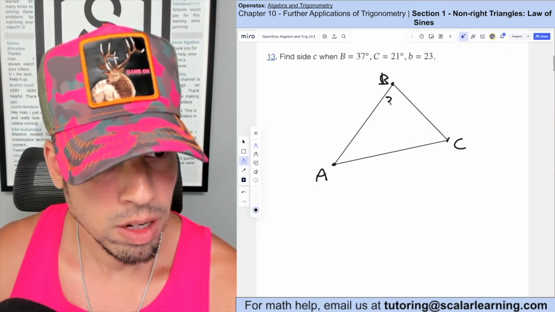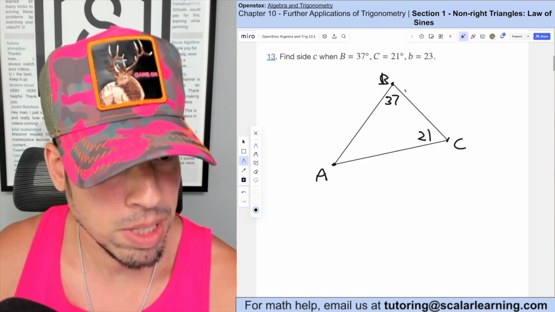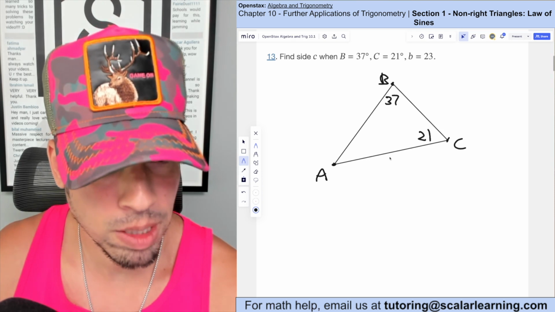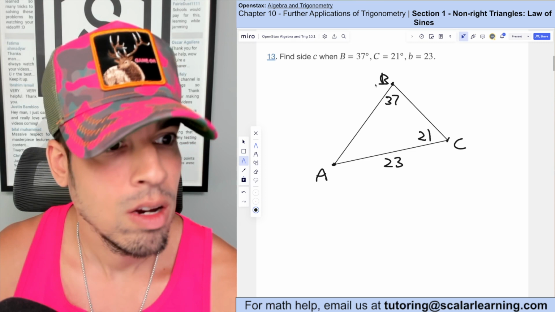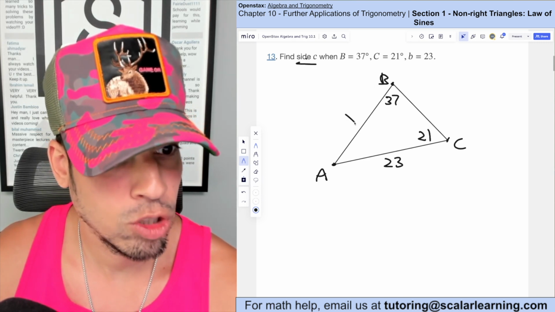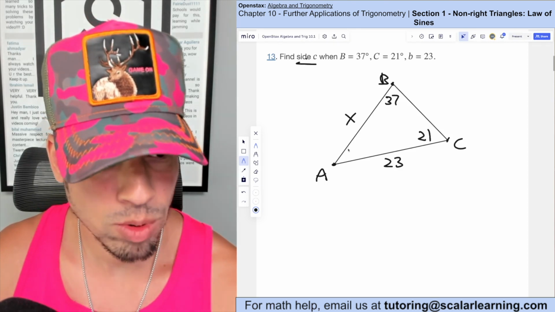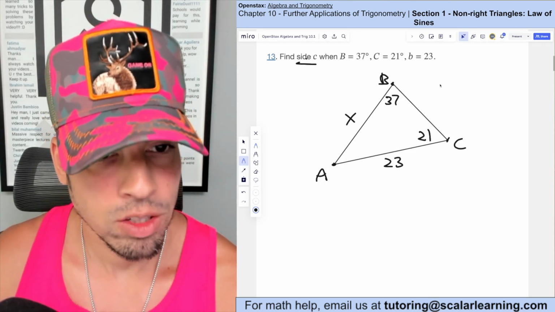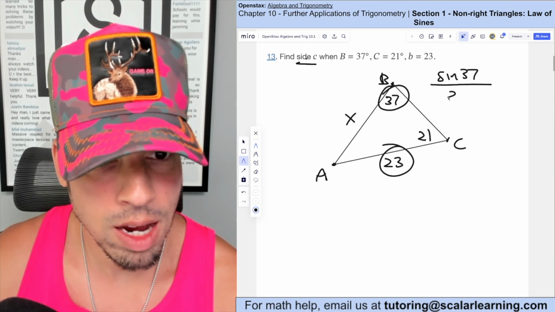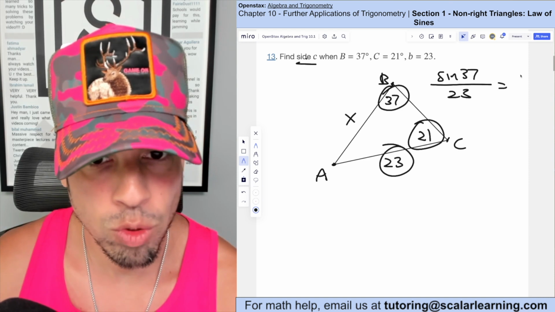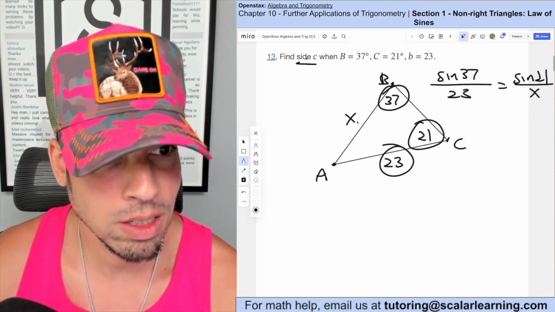So for this one, I'm going to plug in the values 37 here for B, 21 for C, and then little b is 23. And again, little b is opposite big B, so this is 23. Now, we need to use law of sines, and we're trying to find side C, which is over here. And we already have the information we need, right? We can use law of sines as is without even finding this angle, because I can start with sine of 37, this guy, over the opposite side equals sine of 21 over x. And the reason why we're choosing 21, of course, is because it's opposite x, right?